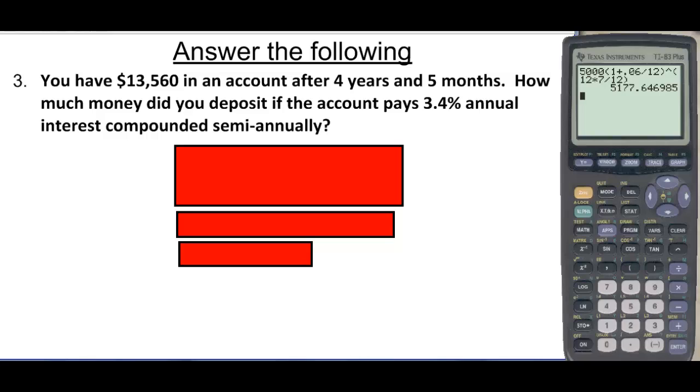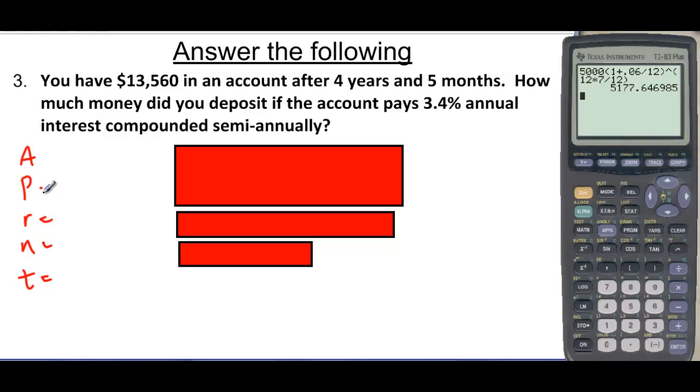So we're going to change up the problems a little bit here. Now it says you have $13,560 in an account after 4 years and 5 months. How much money did you deposit if the account pays 3.4% annual interest compounded semi-annually? Now I don't know how much I put into the account, but I know how much I have now.